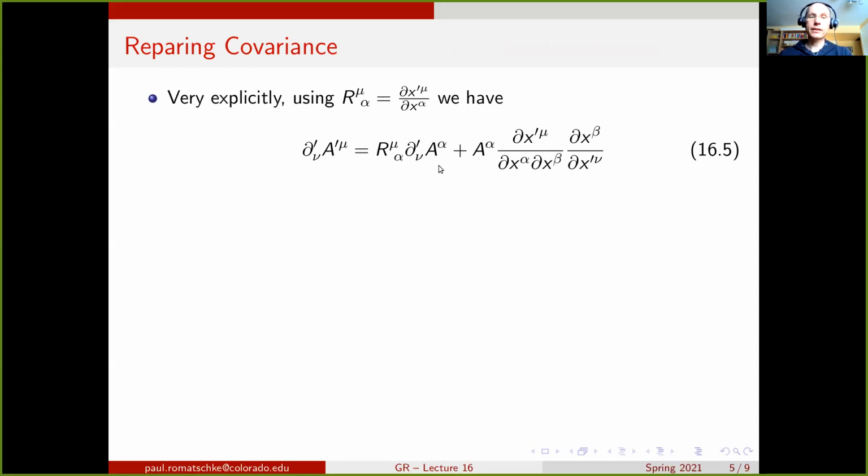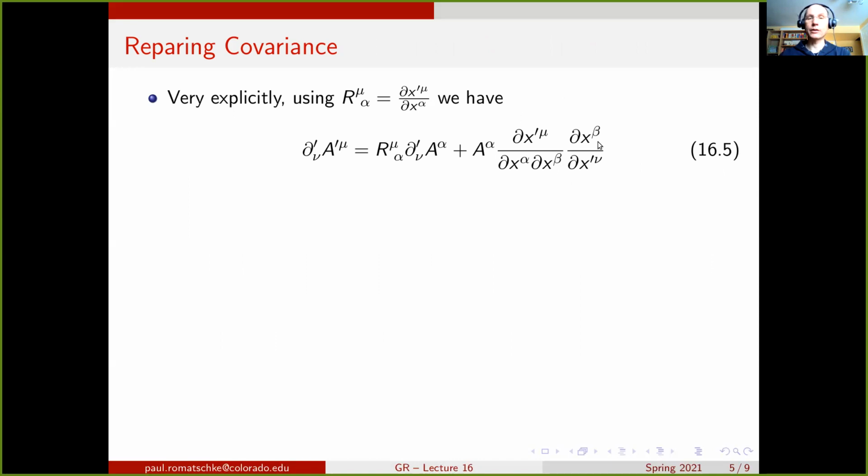We can be even more explicit. We can write down the specific expression for the transformation matrix R mu alpha. Recall this is just the derivative of the new coordinates with respect to the old coordinates. And in the second piece, where we had the derivative of the transformation matrix with respect to d prime nu, we can write this as a derivative with respect to x beta, and then we get dx beta with respect to dx prime nu.